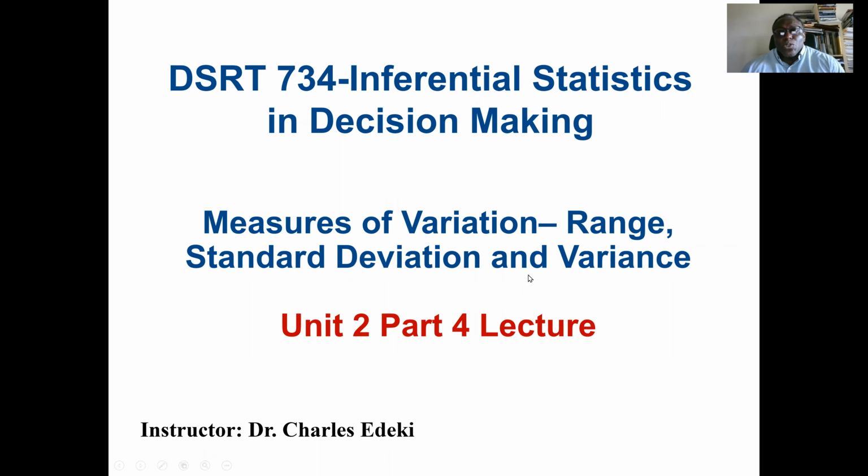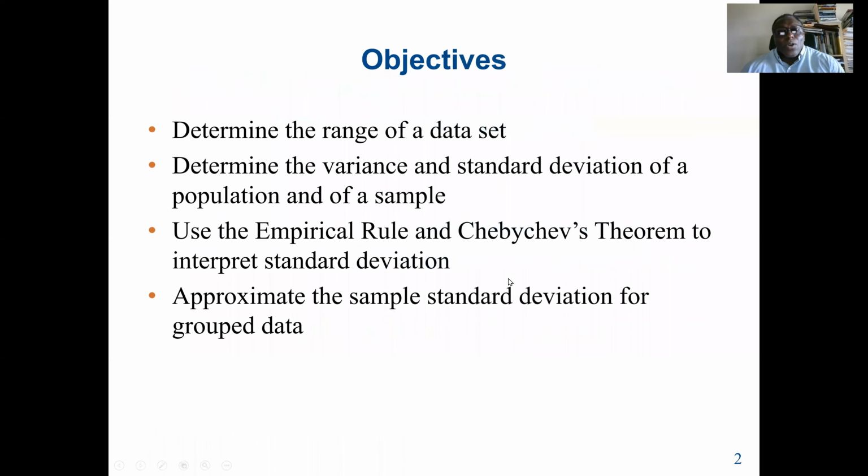And in this lecture, we're going to study the measures of variation, that is, finding the range, standard deviation, and variance. So our main objective today is to study how to find the range of a data set, also how to find the variance and standard deviation of a population and of a sample. Also using the empirical rule and Chebychev's theorem to interpret the standard deviation. We're going to approximate the sample standard deviation for grouped data.